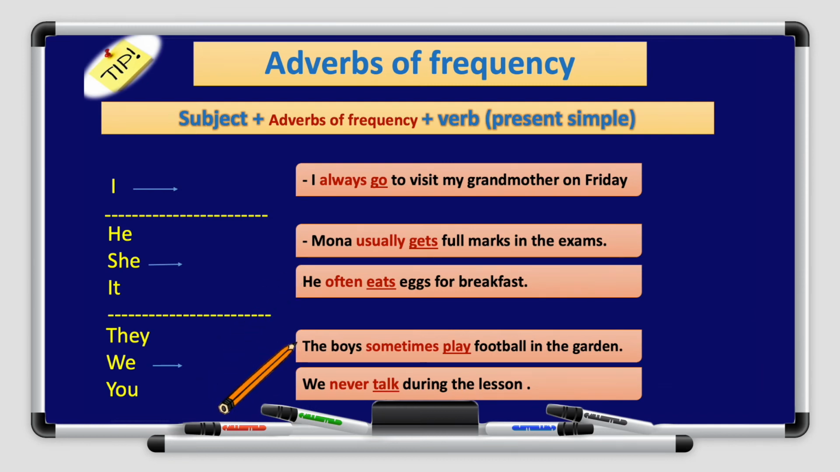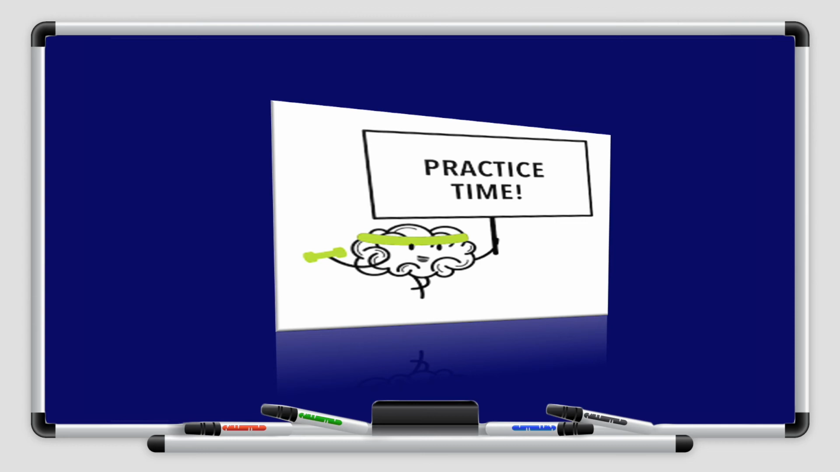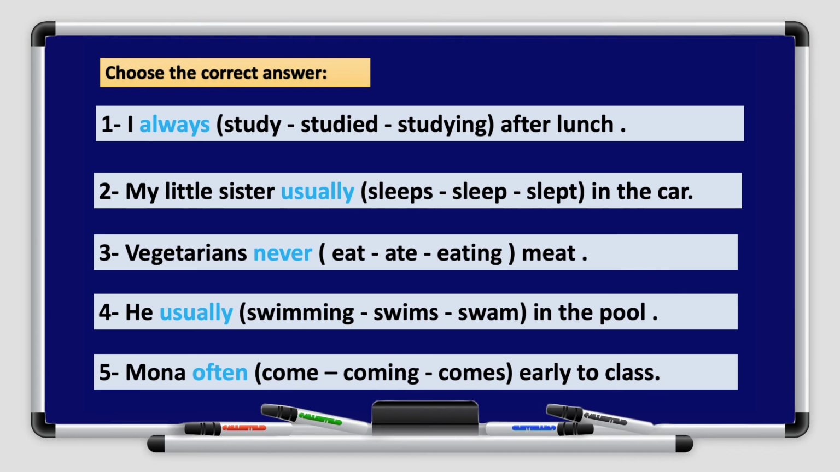The boys sometimes play. Play is the present simple of play, sometimes is the adverb. And the last one, we never talk. Never is the adverb here, and we put talk, the present simple. I think it's easy enough for you. Now let's apply what we have learned. Choose the correct answer. You have 5 sentences. Read them carefully and check the subject before you decide which verb you will choose. We will read it together.